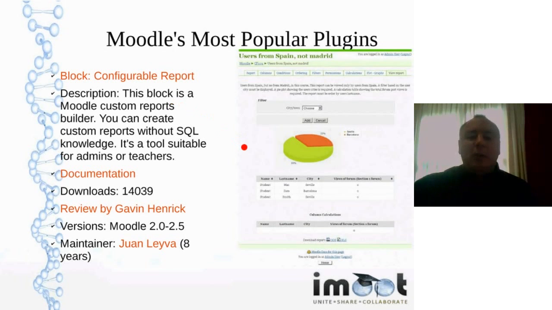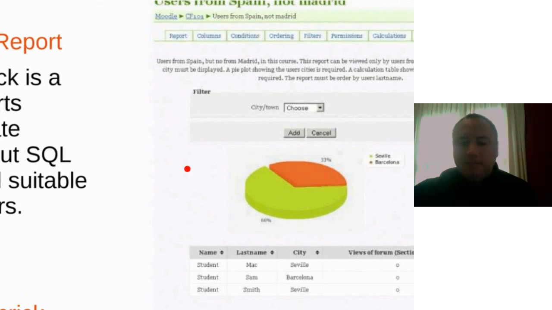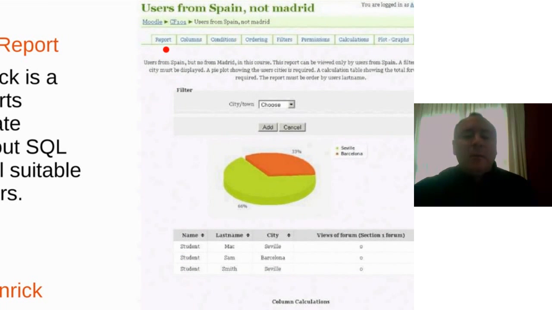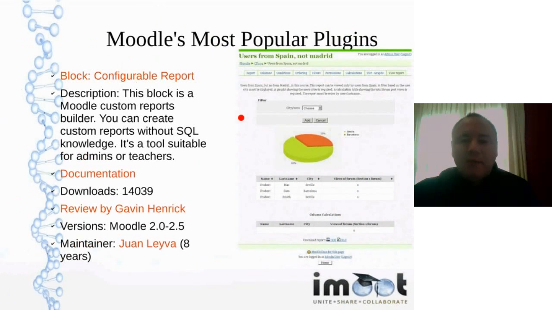Configurable reports, again, lets you see different types of information, and you can set it up with different constraints and criteria. And so, I'd say this is certainly a block worth checking out for site admins.